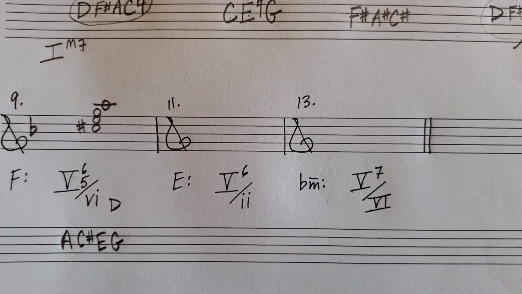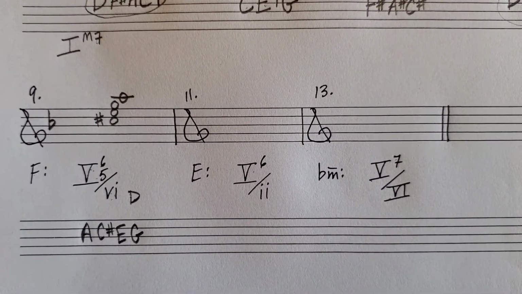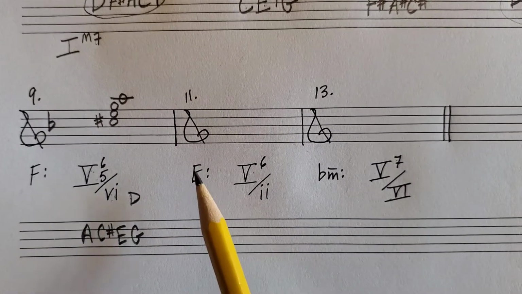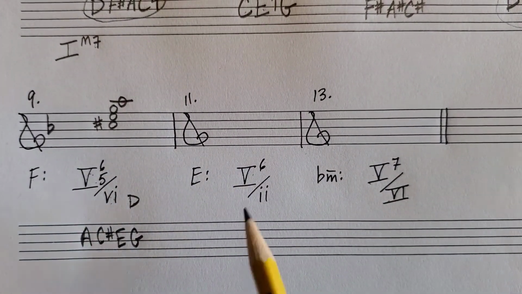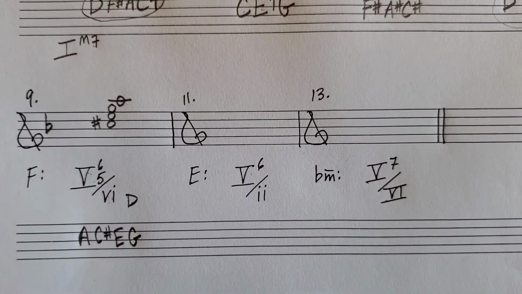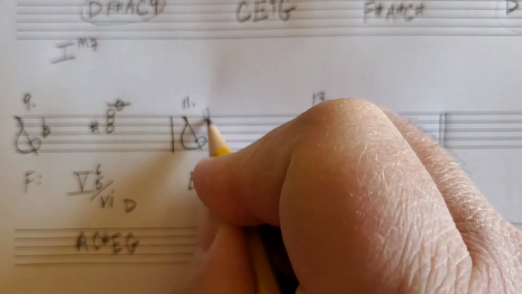Okay, the next one we're going to do here is number 11. Number 11 is in E major, and it says 5, 6 of 2. This is going to be a triad in first inversion. Start with your key signature.